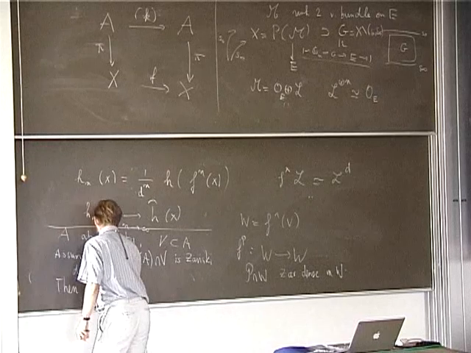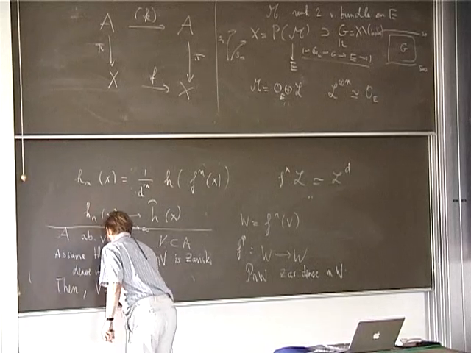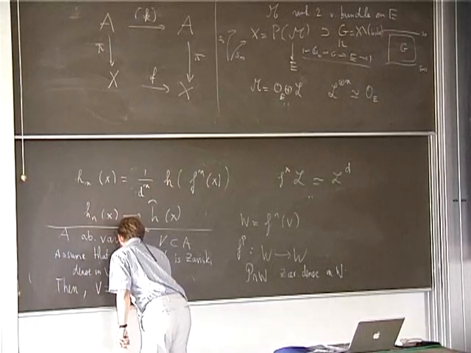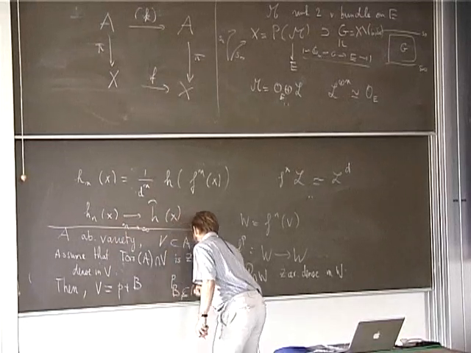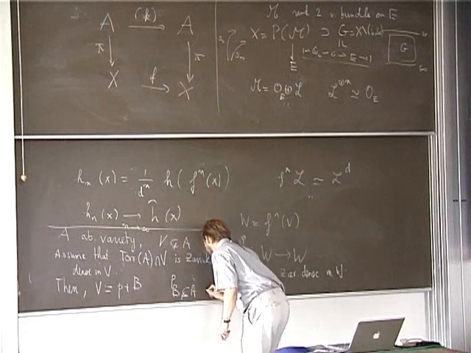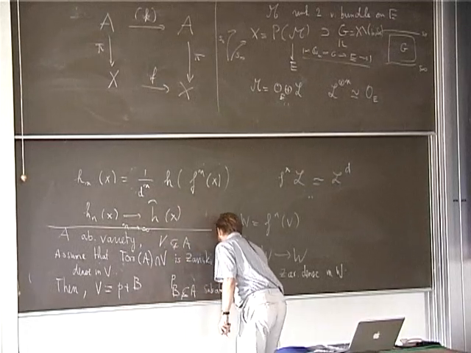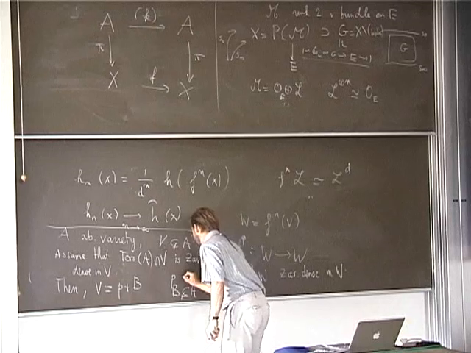Then V is of the form P plus B, where B is a sub-abelian variety and P is a torsion point.